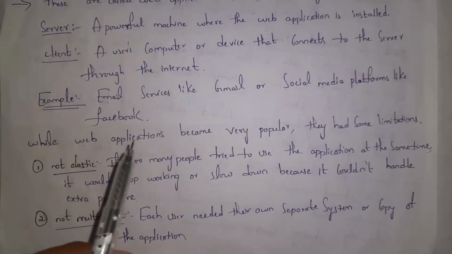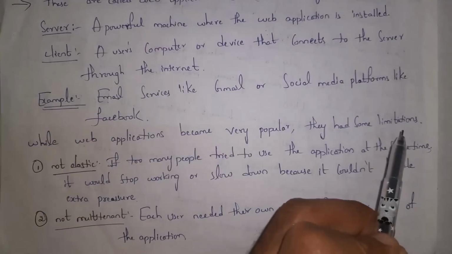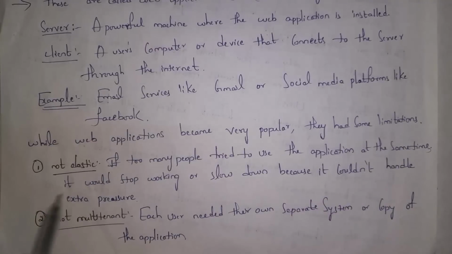Guys, web applications are very popular, but they have some limitations. And the first one is that they are not elastic. Guys, if too many people are using a web application at the same time, like using Facebook at the same time, then that web application slows down or stops working because web applications cannot handle extra pressure.